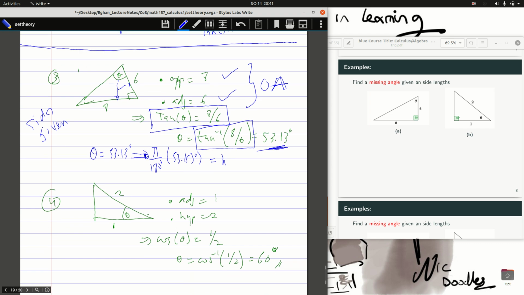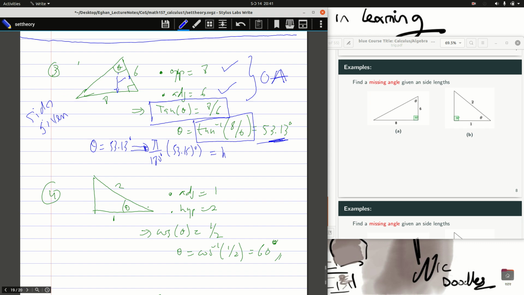Now let's solve part b. You realize that my theta is pointing this way, and that is the opposite, but I don't have a value there, so I can't use it. But interestingly, I have the adjacent given as 1, and the hypotenuse given as 2. So which of these acronyms can help me get A and then H? It is CAH. So I use the cos. So cos theta equals adjacent over hypotenuse.